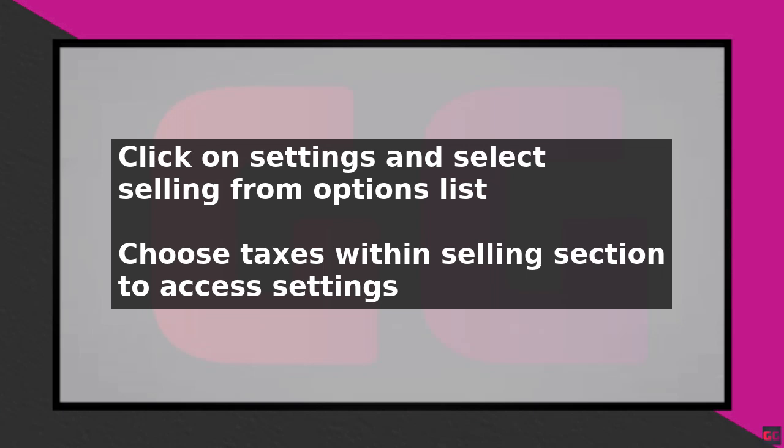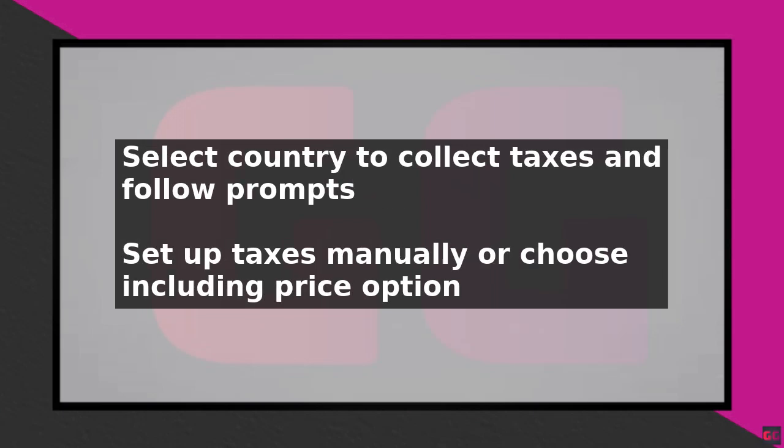Within the Selling section, you'll find various options, including business information, payment, customer accounts, low stock alerts, cart, checkout, taxes, shipping, pickup, local delivery, waitlists, and product reviews. Click on Taxes to access the tax settings.